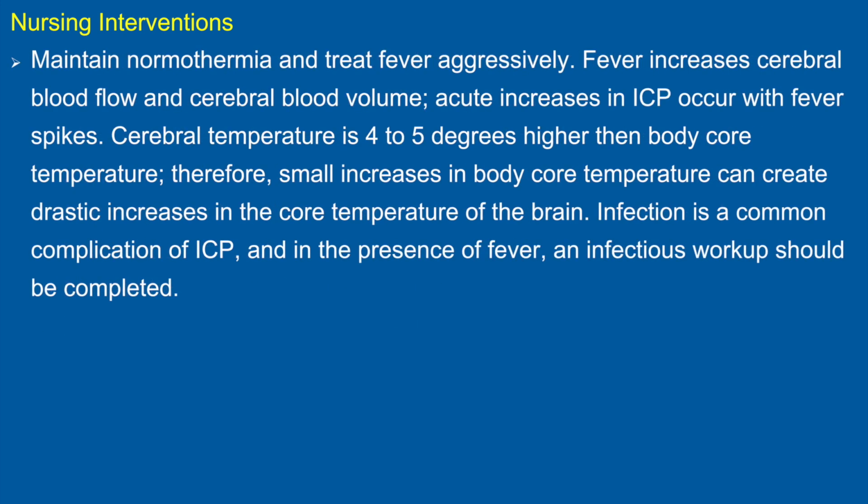Maintain normothermia and treat fever aggressively. Fever increases cerebral blood flow and cerebral blood volume. Acute increases in ICP occur with fever spikes. Cerebral temperature is 4 to 5 degrees higher than body core temperature. Therefore, small increases in body core temperature can create drastic increases in the temperature of the brain. Infection is a common complication of ICP, and in the presence of fever, an infectious workup should be completed.